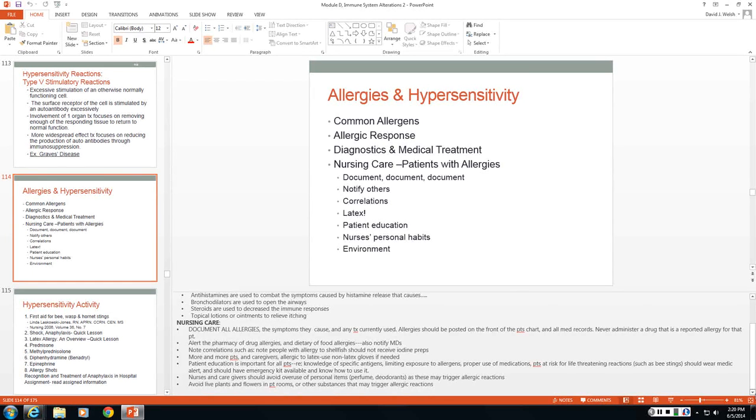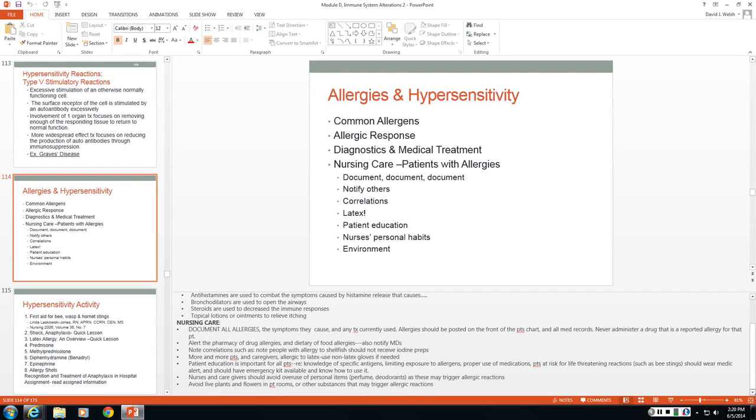Now, more and more patients and caregivers are allergic to latex, so non-latex gloves and non-latex products are being used more often. Now, patient education is important for all patients. They need to have knowledge of the specific things that they're allergic to. They need to try to limit those exposures to those agents. And they need to know the proper use of medications to treat those.